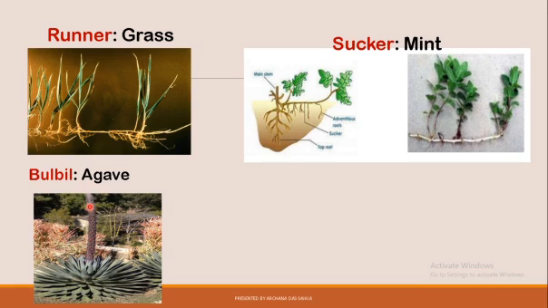The flowering bud will arise, and then after that it will drop off and again give rise to a plant. This flowering axis or flowering bud is known as bulbil, as seen in agave.